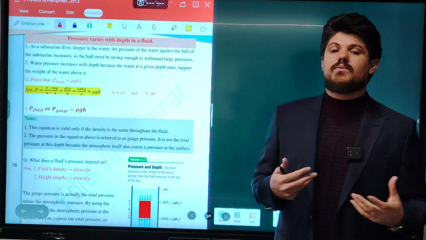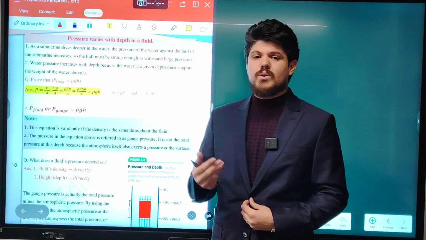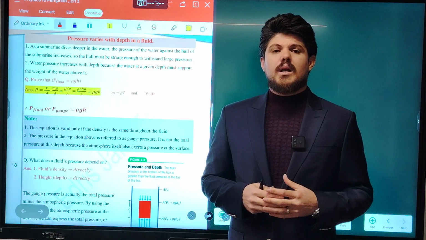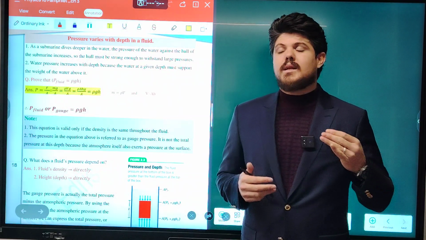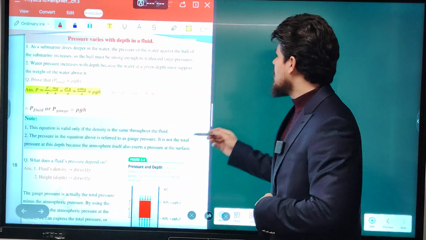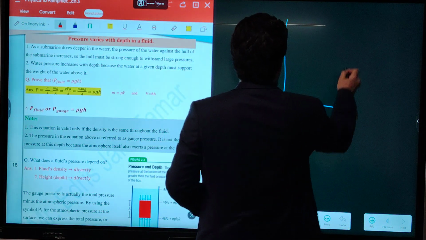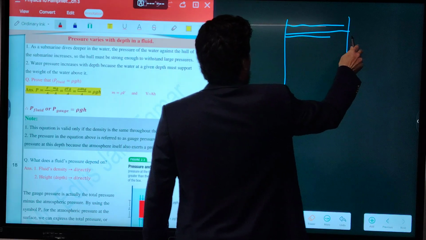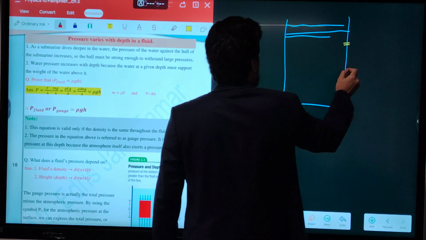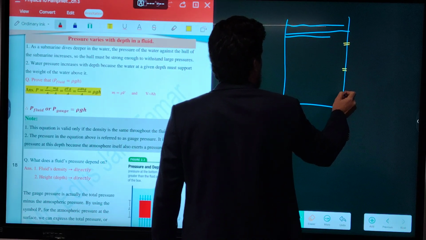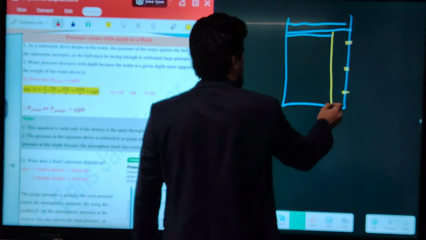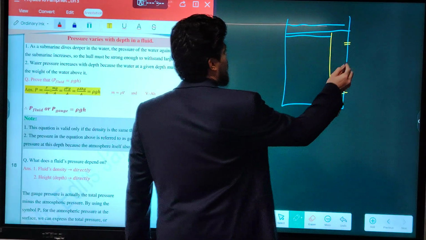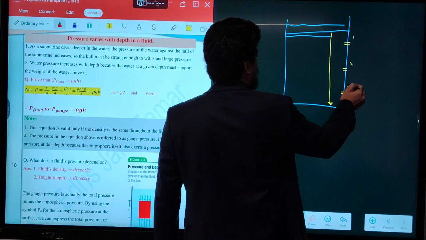Another topic in this section: pressure varies with the depth in a fluid. What do you mean by pressure varies with the depth of the fluid? It means that the pressure is not equal in the container at each point, at each level. For example, if you have a container filled with water, and you have 3 small holes, this is the depth of the container. Which one has more depth? This is hole number 1, 2, 3.